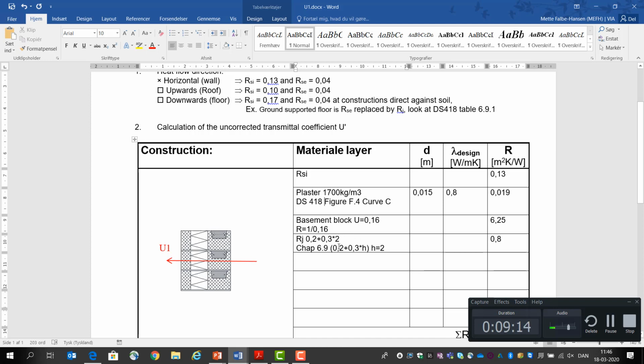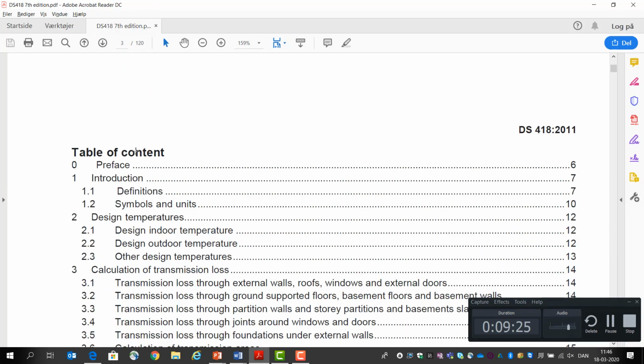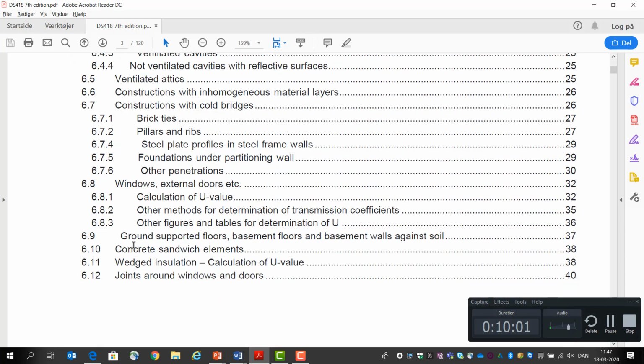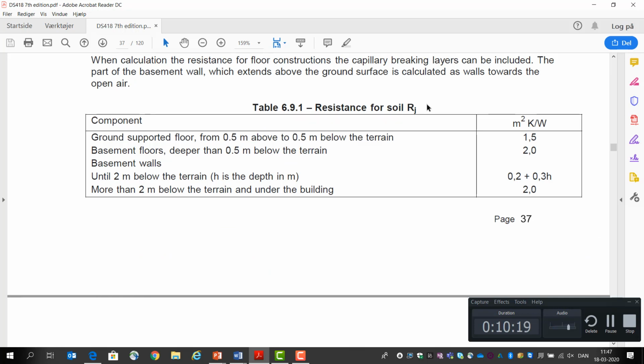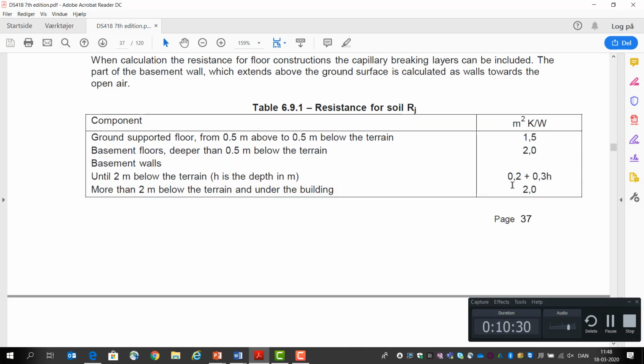Then I have to find out what is the resistance for soil. And that I also look up in DS 418. So if I jump back to DS 418 and I jump to the table of contents, this here, page 37, and here we can see surface resistance Rsj until 2 meters below terrain. H is the depth in meters, and we use this formula here, 0.2 plus 0.3 times the height.